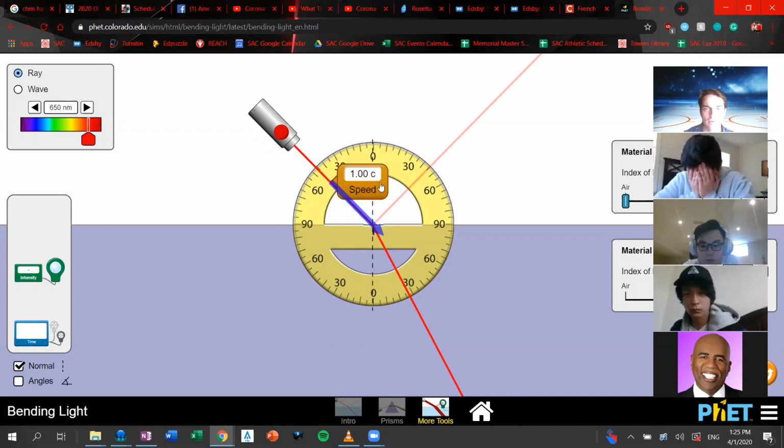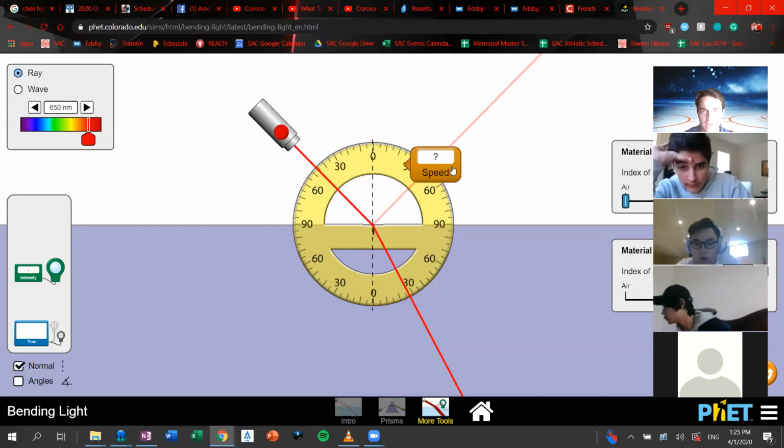Now, the reflected ray, that's still in air, is it not? Yes, it is in air. So if it's still in the air, what do we think the speed of light of the reflected ray will be? Yeah, it's going to be 1.000 as well.